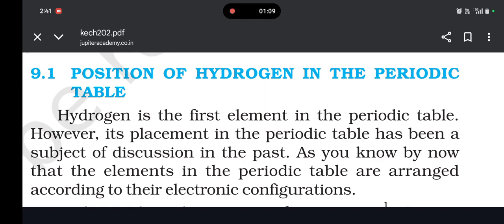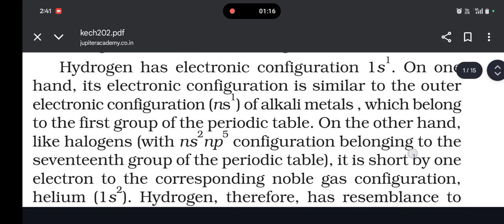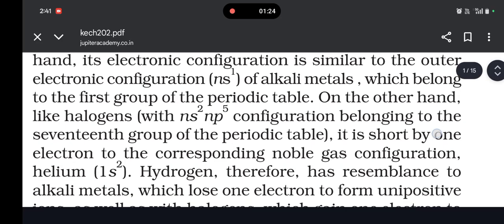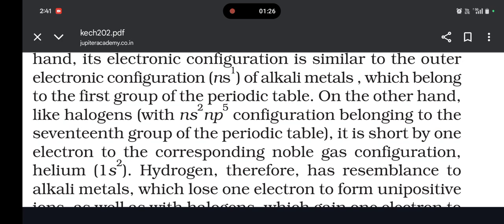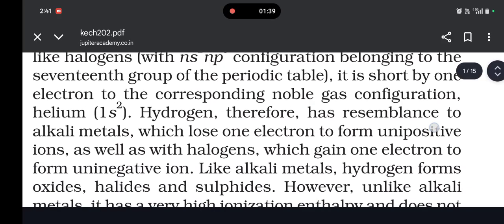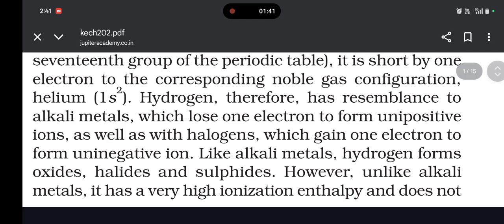As you know by now, the elements in the periodic table are arranged according to their electronic configuration. Hydrogen has the electronic configuration 1s1. On one hand, its electronic configuration is similar to the outer electronic configuration ns1 of alkali metals, which belong to the first group of the periodic table. On the other hand, like halogens with ns2 np5 configuration belonging to the 17th group of the periodic table, it is short by one electron to the corresponding noble gas configuration, helium 1s2.